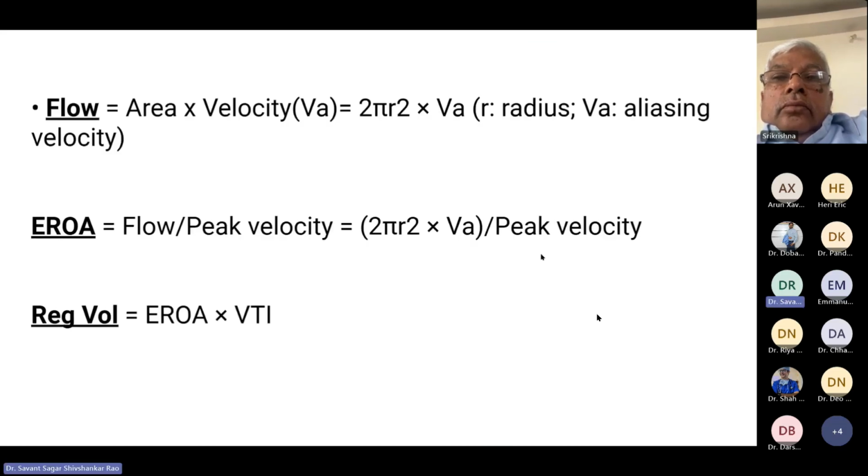So we can measure a flow by using this radius and aliasing velocity, and by dividing this flow by the peak velocity, we get the effective regurgitant orifice area. Now this peak velocity is obtained by using color Doppler in the regurgitant jet, here below the image, and the regurgitant volume is derived by multiplying the effective regurgitant orifice area and the velocity time integral.